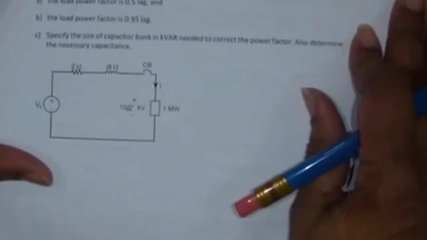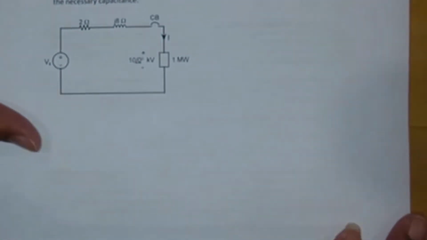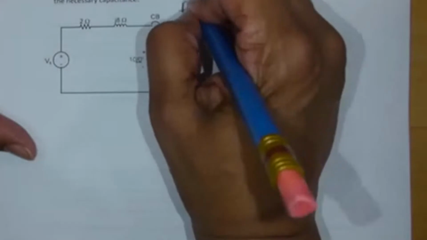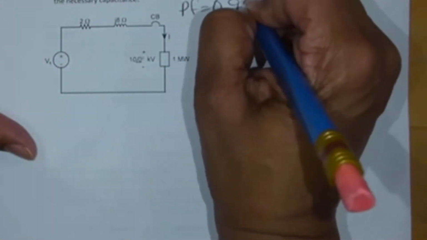We're now on part B of the problem, okay? What if our power factor is now 0.95 instead of 0.5? We're going to go through this process we just did again.